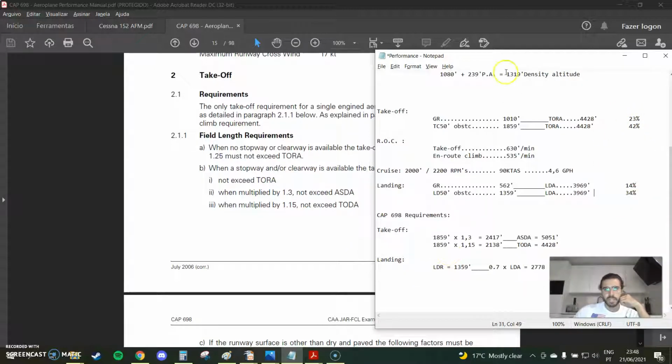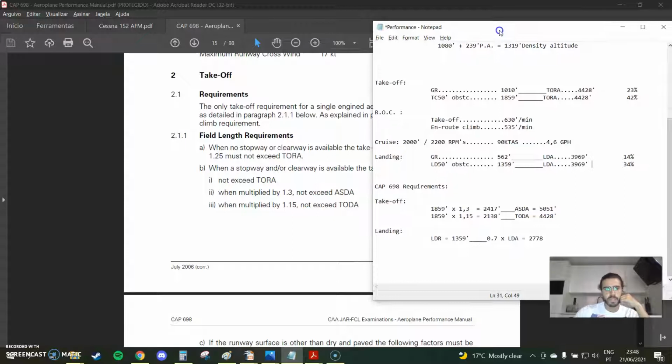And then they tell us that when multiplied by 1.3, we are talking about takeoff runway available. So I did it here, CAP 698 requirements. Takeoff runway available multiplied by 1.3. This value must not exceed accelerate stop distance available, which is this value. So this value is lower than this value. That's what they want us to check.